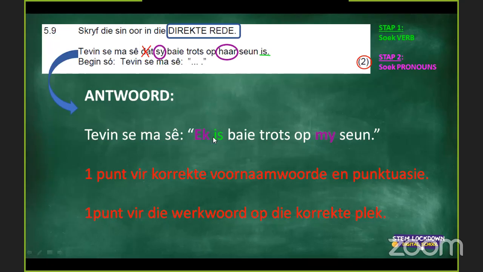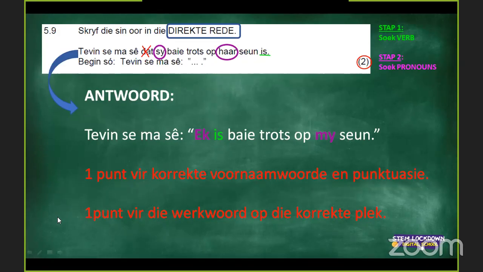And then 1 mark for the verb in the correct position. Okay, so this is baie belangrik, and a lot of you get this right. Just remember, you have to move the verb back to after the subject position, and you have to remember to change all your pronouns, and then extremely important, please remember it's full stop, then close the inverted commas. Okay, anders gaan julle hulle punte verloor, en dit is onnodige punte om te verloor. Right, it's unnecessary marks to lose.